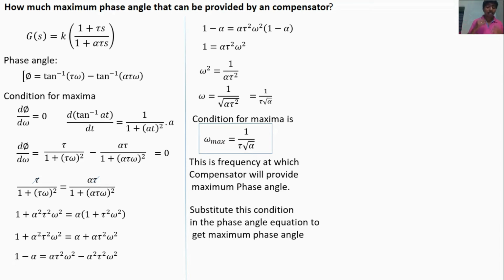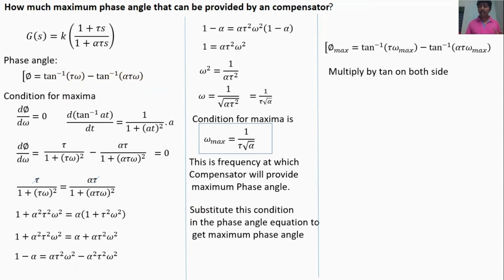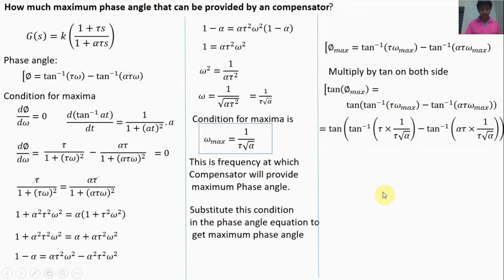To calculate the maximum phase angle, substitute the condition in the phase angle equation. So phi max is equal to tan inverse of tau omega max minus tan inverse of alpha tau omega max. Take tan on both sides: tan phi max is equal to tan of this term. Substitute omega max in this equation. Tau and tau cancel. We know that tan of (a minus b) is equal to (tan a minus tan b) divided by (1 plus tan a tan b).